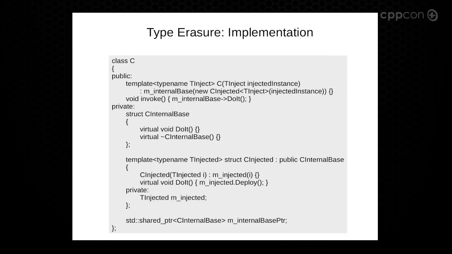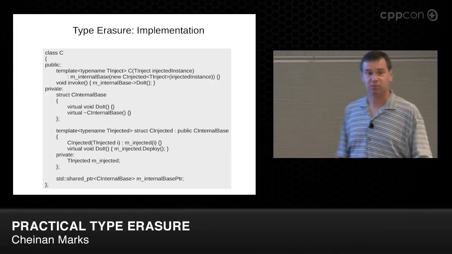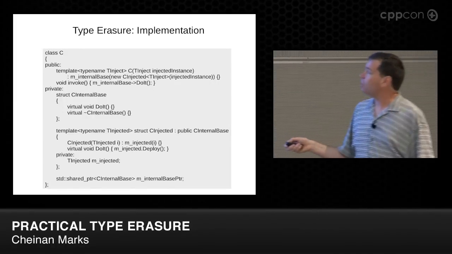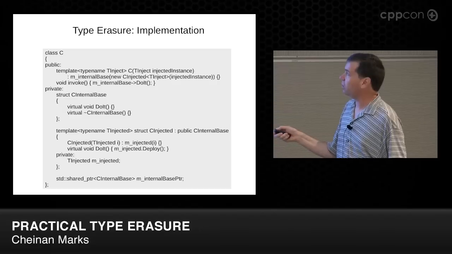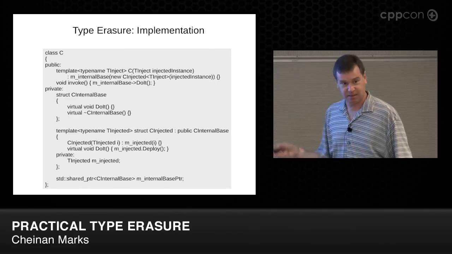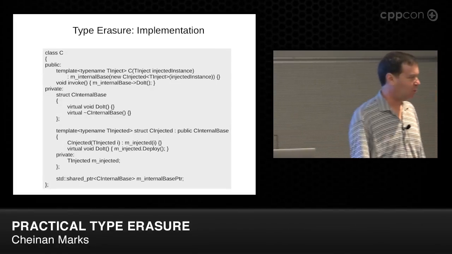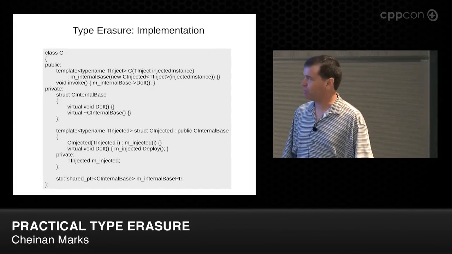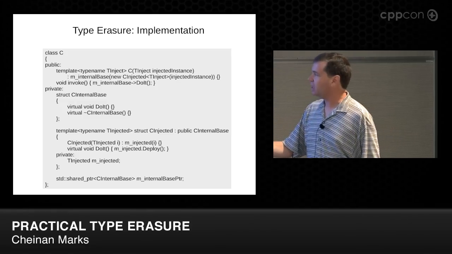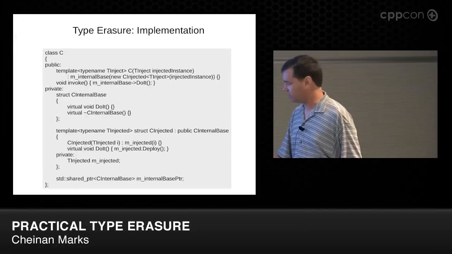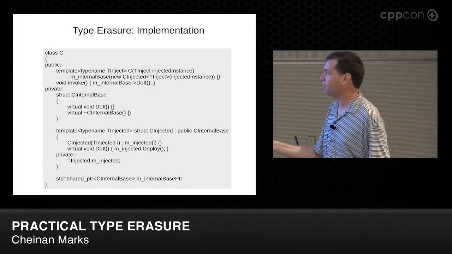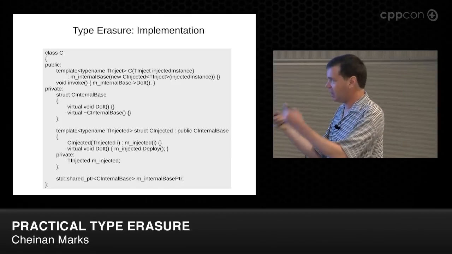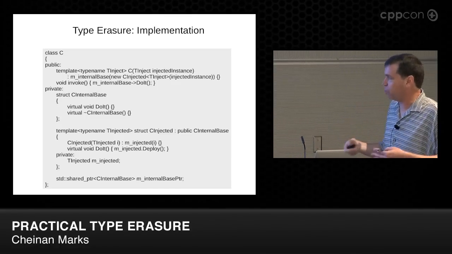So we're going to create a copy of the class, and we're going to store it as the pointer in mInternalBase, which is a pointer to the base class. And then when invoke is called, we're going to call the doIt method on the base class pointer. And of course, this is C++ 101. You guys all know polymorphism, I hope. And right, the virtual method will be overridden, and we will call deploy on the injected class. I lost my laser pointer here. There it is. The deploy will be called, and the class will be deployed, and it will do its thing.